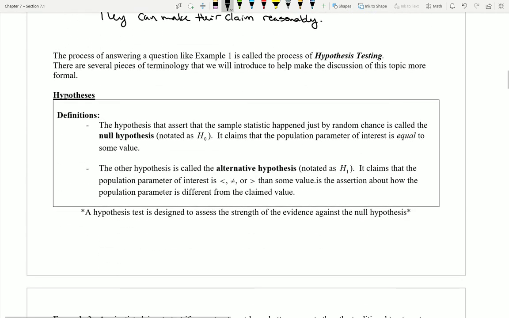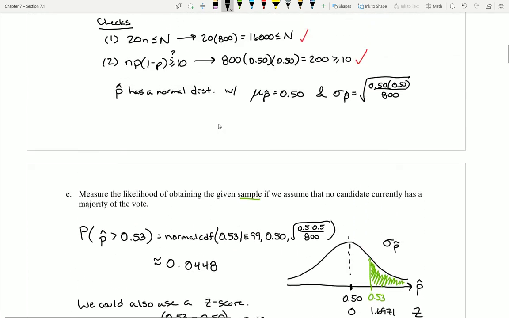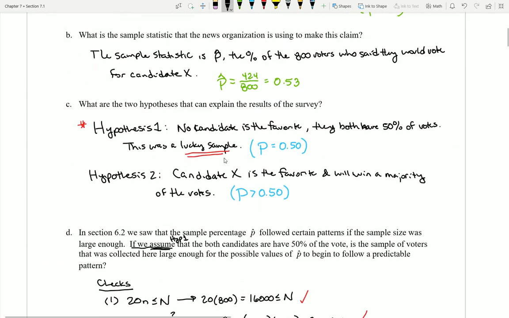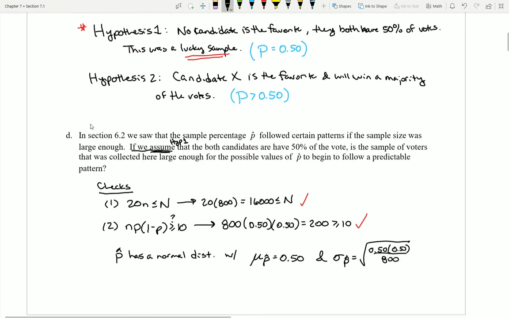And the first thing that we're going to do is focus on those hypotheses and try to give them some more distinguishable names rather than just hypothesis 1 and hypothesis 2. So we're going to see that we always have two different hypotheses that we're going to be working with. One of the hypotheses asserts that the sample statistic just happened by random chance. Up above, you might recall that that was actually just hypothesis 1. It said our sample was lucky. We just got it by chance. And that's the one that we test.